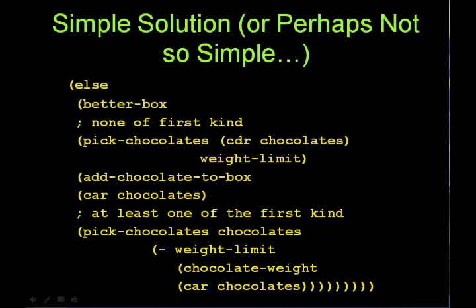Add the first chocolate, okay? And then you pick what? You pick again. Basically, you subtract the weight of the first chocolate from the weight limit, and go some more. So essentially this is exactly count change, right? Pretty much the whole point is that count change asks you how many ways there are of changing this thing. This is kind of asking you how many ways there are of picking this thing, and then figuring out among all the ways which is the highest one, right?